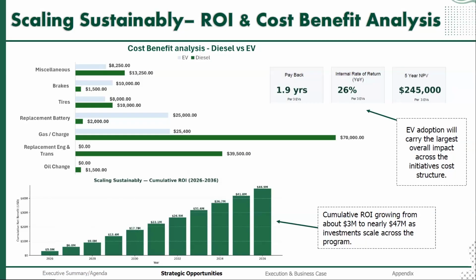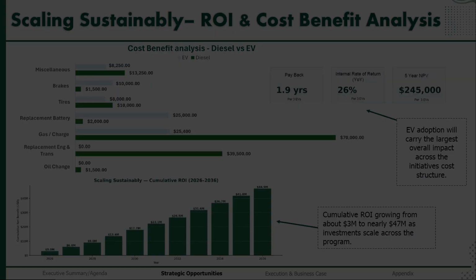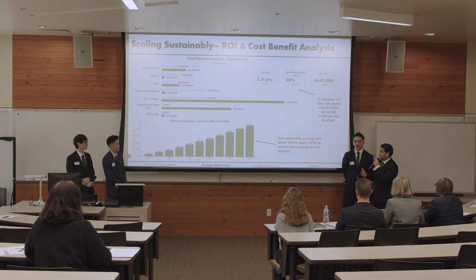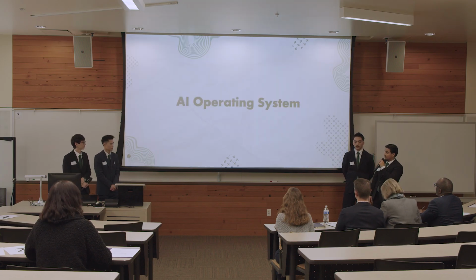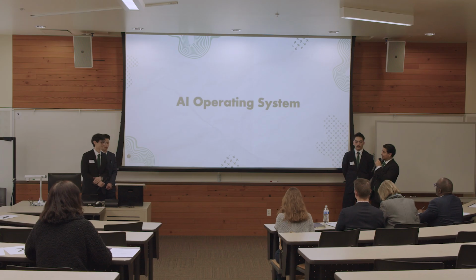So, ROI. EV adoption carries the largest overall impact. Per 3 EV, we have a payback period of 2 years. Internal rate of return is 26%, and a 5-year NPV is $245,000. Cumulative ROI is going from about $3 million to nearly $47 million as investment scales across the program. Moving on to Collins to introduce us to AI operating systems.